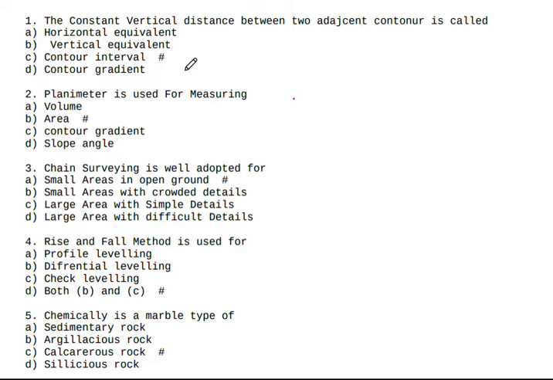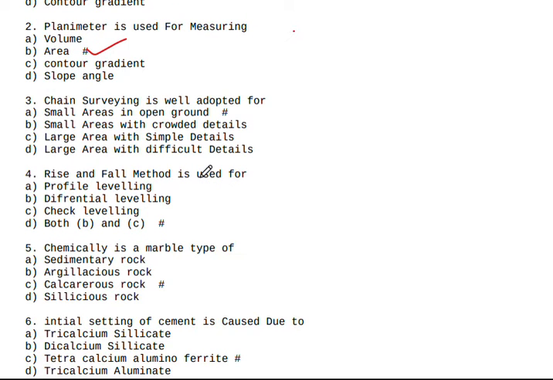Number one, contour interval. It is the constant vertical distance between two adjacent contours. Planimeter is used for measuring area. Chain surveying is well adapted for small areas in open ground.